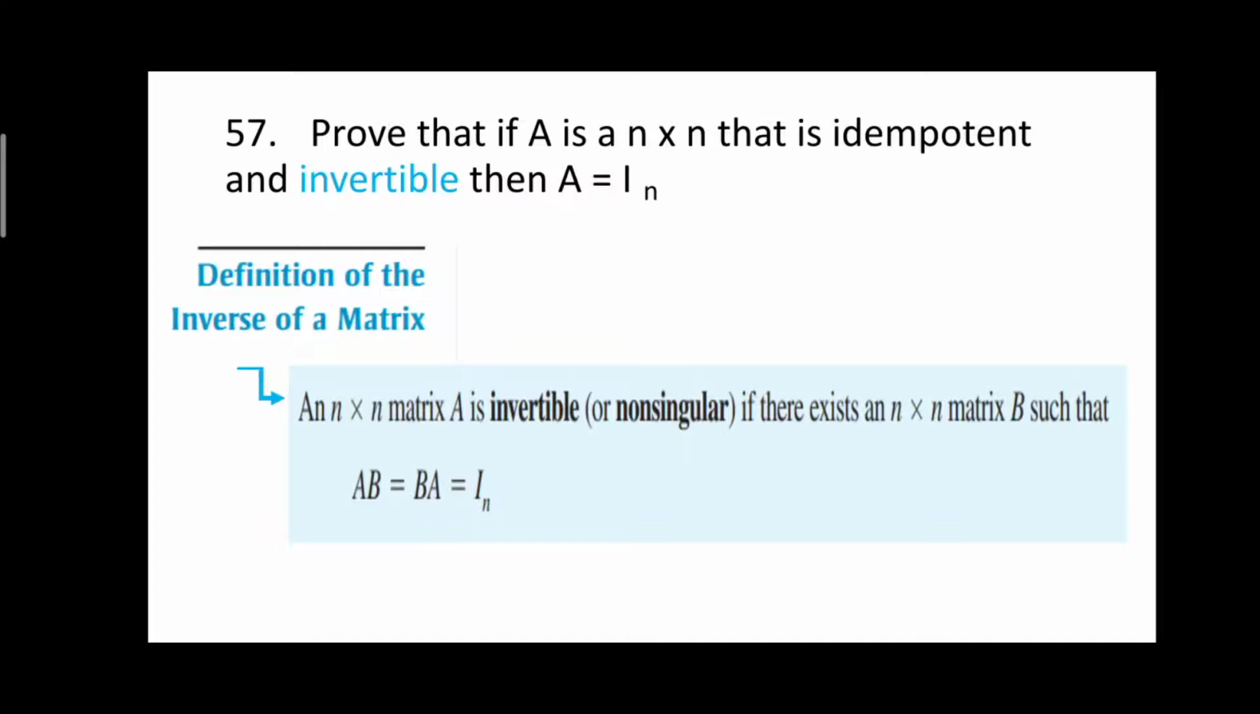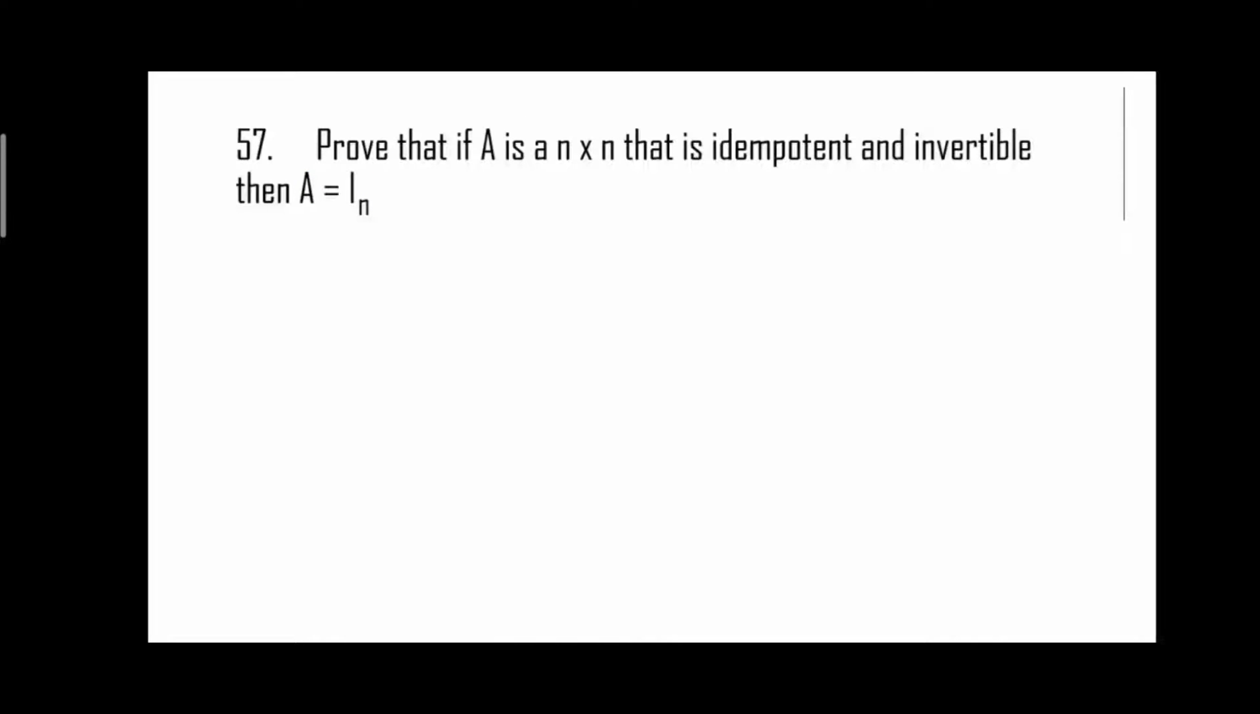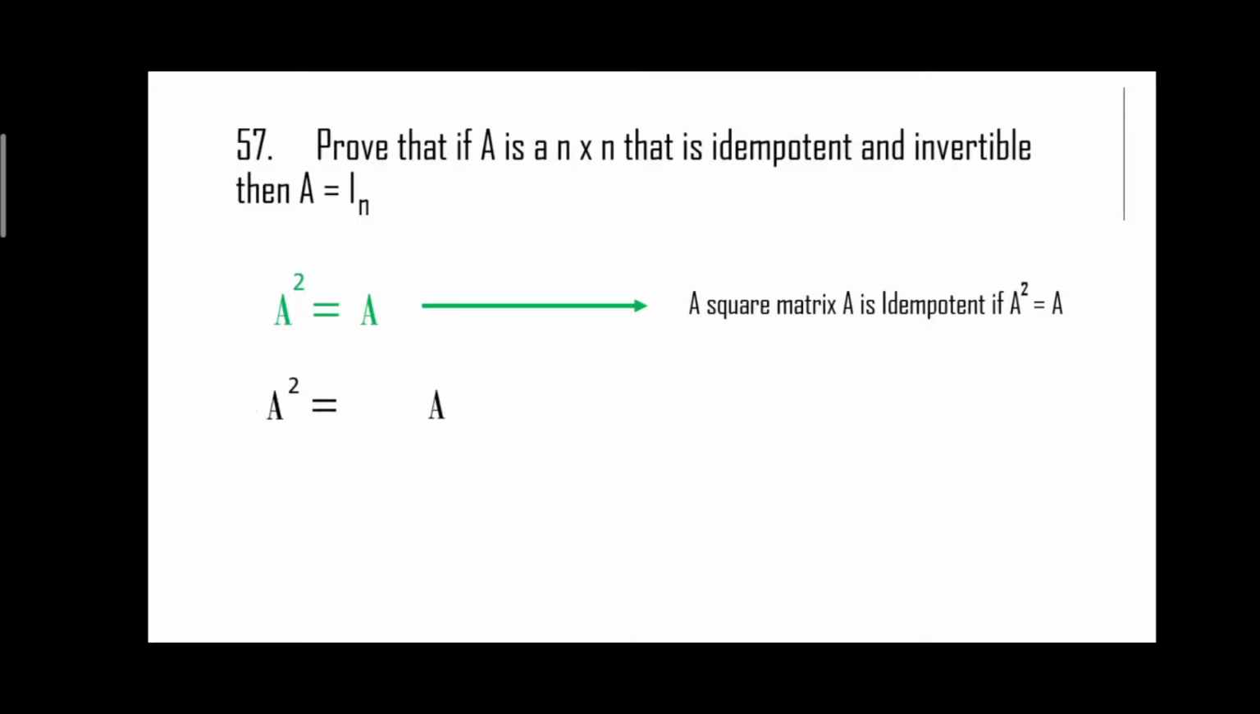And we need to answer. We need to prove. First, A squared is equal to A because the idempotent of A is equal to A according to the definition. And next, we need to multiply by the inverse of A, or A raised to negative 1, because we need to prove that it is invertible.